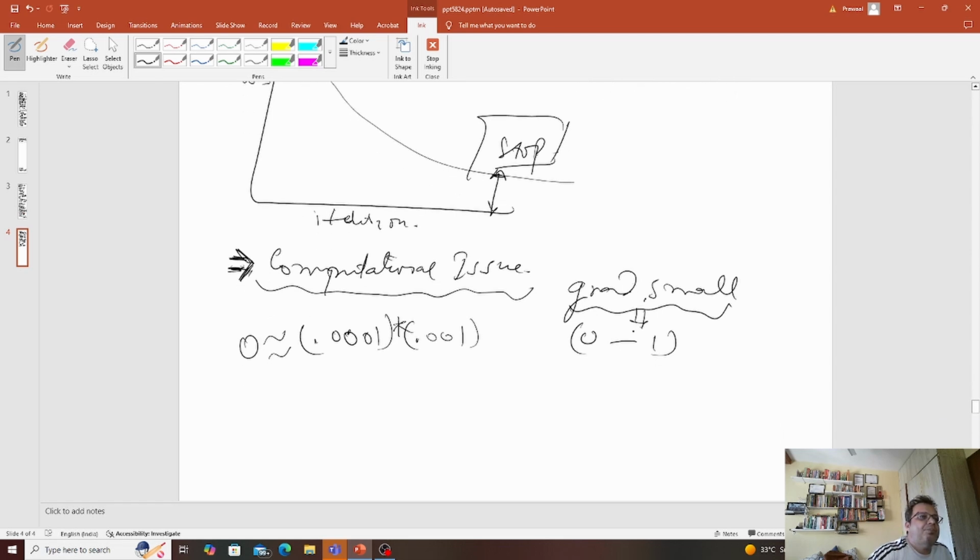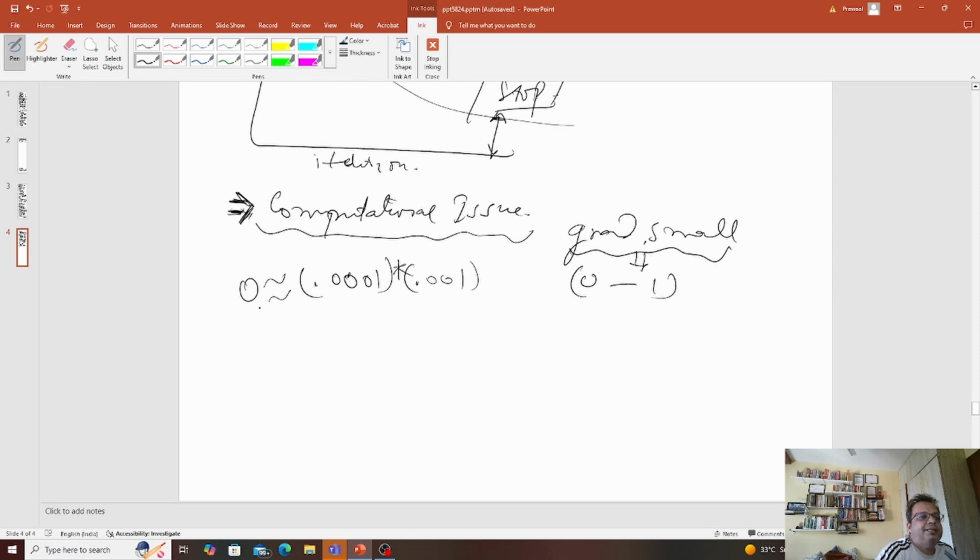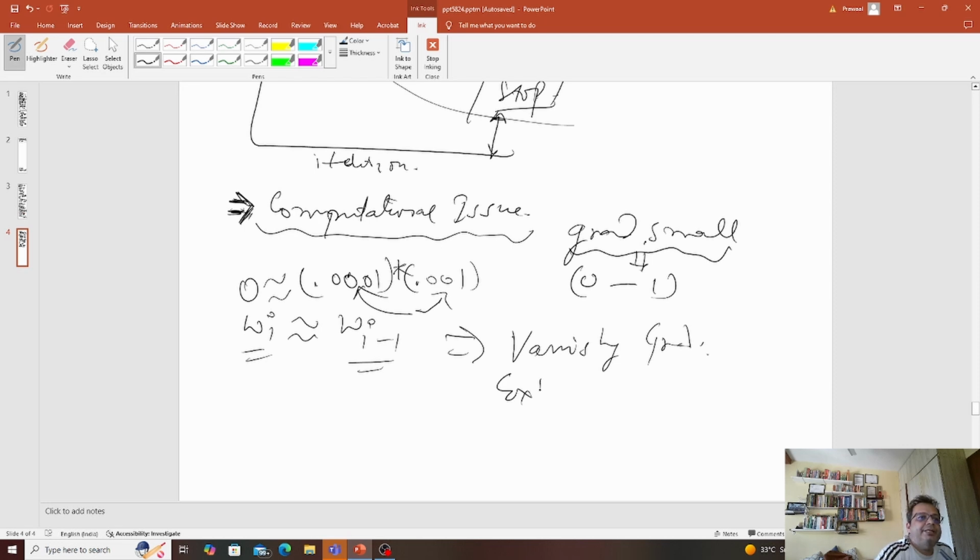The problem with coming very close to 0 is that there is no incremental change in your weights. So Wi is going to be very close to Wi minus 1, because your gradients are almost diminishing. This problem is called the problem of vanishing gradient. And if we take it to the opposite side, if the gradients become large, then there is a problem of exploding gradients. Okay, how do we solve that?